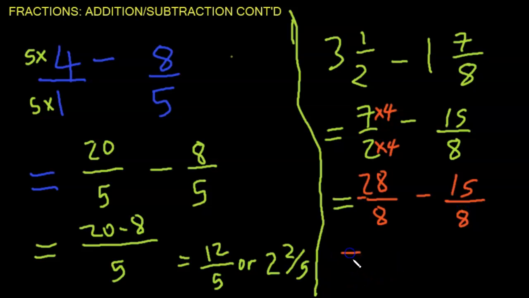So now we can go ahead and subtract numerators since the denominators are the same. So 28 take away 15, what's that, 13? So 13 over 8. Or if you want to convert it to a mixed fraction, 8 goes into 13 one time, leaving a remainder of 5. So our solution there is 1 and 5 over 8.